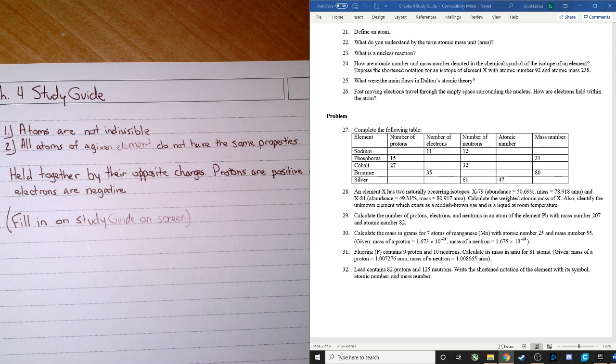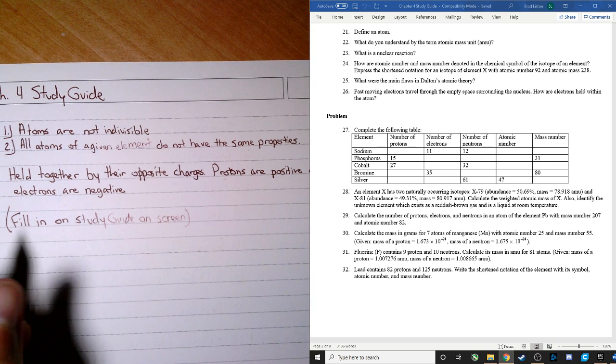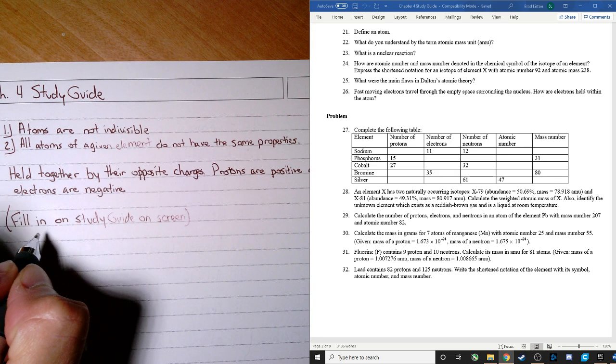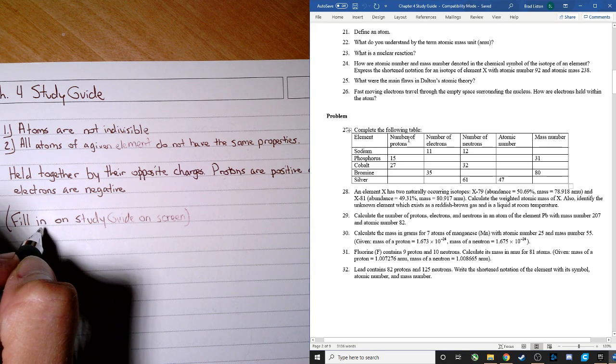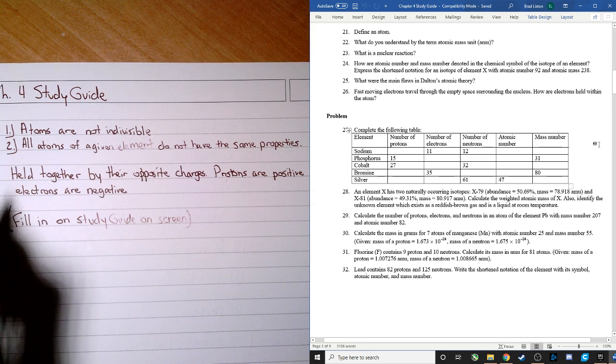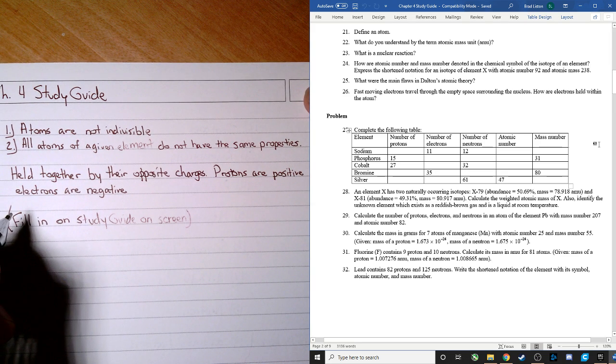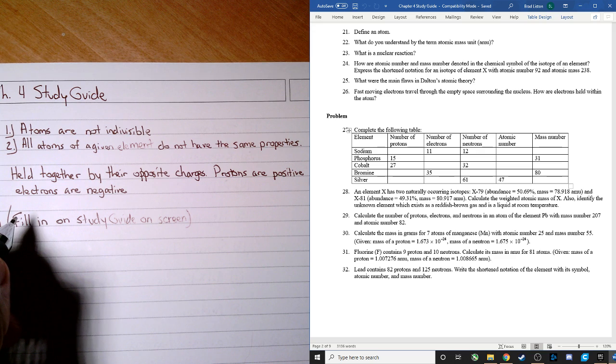Fill in on the study guide on the screen. So let's talk about this. Actually, I need to write some stuff as well. When we're given all of this information, we have these 5 things across the top of the chart: number of protons, number of electrons, number of neutrons, atomic number, and mass number. A lot of these things can relate to each other and are equal to each other. So I'm going to tell you what is equal to what, and we'll get started here.